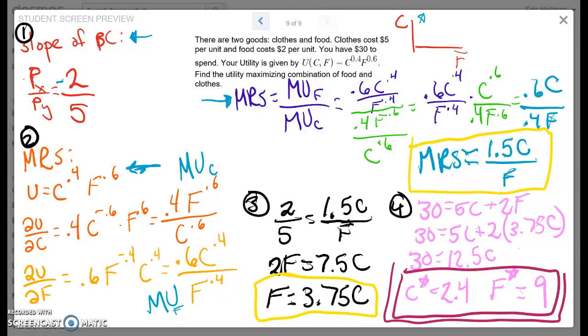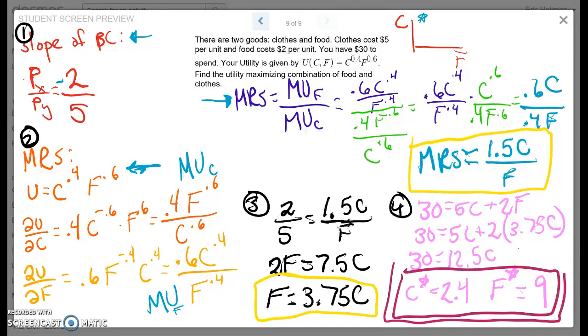Up here at the top, at the beginning of the problem, I decided that F was going to be the horizontal good. You had to decide that to do the slope of the budget constraint to figure out which one was Px and Py. If you define it the other way around, you put C on the horizontal and F on the vertical, you should get the same answer. You'll just end up having your slope of the budget constraint should have been negative 5/2, and then you'll get the reciprocal of our marginal rate of substitution. Either way you set up the problem is fine, as long as you're consistent with how you do it.